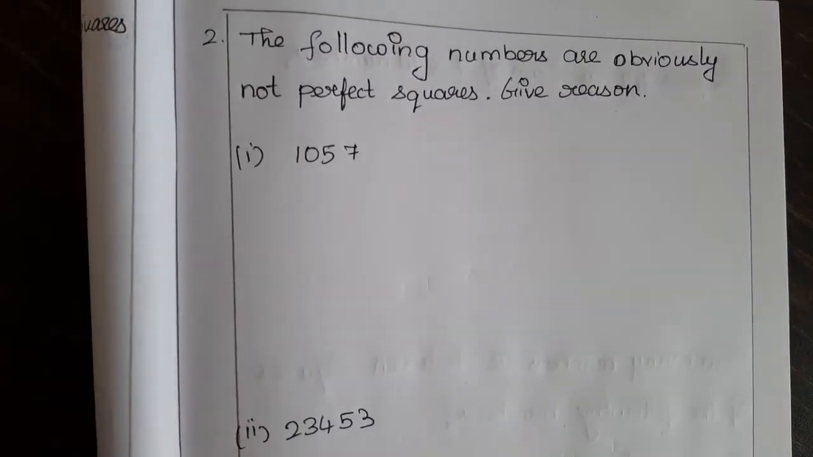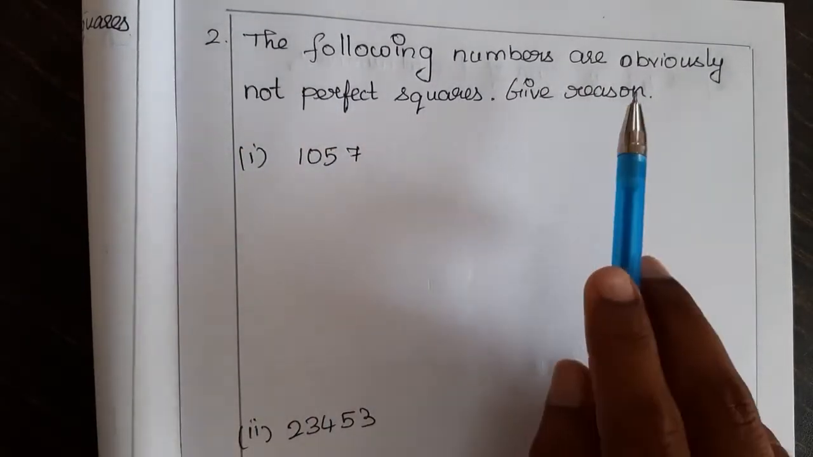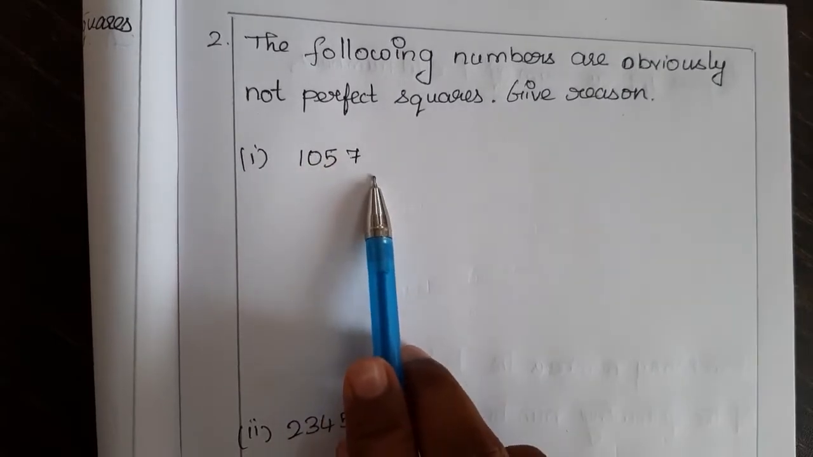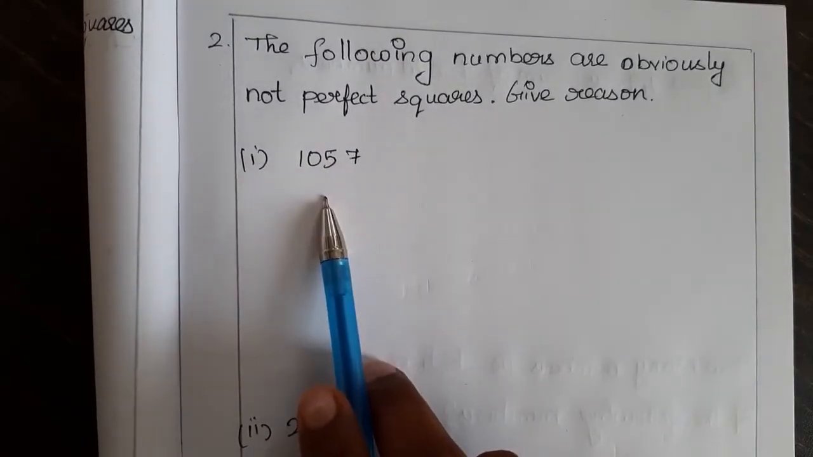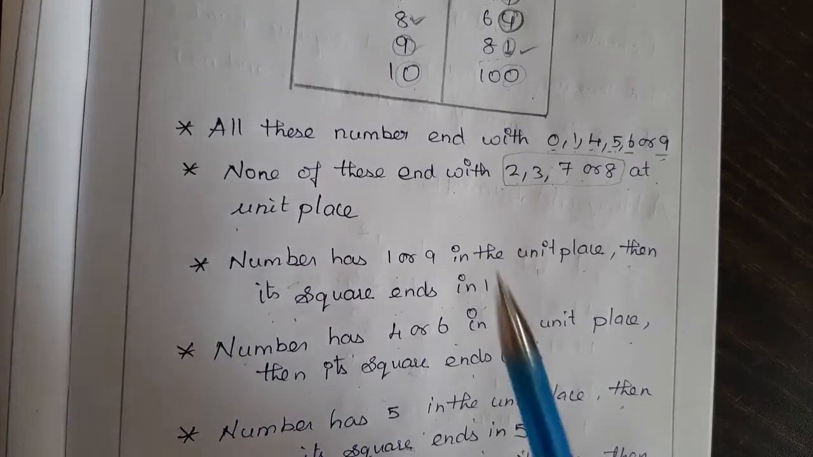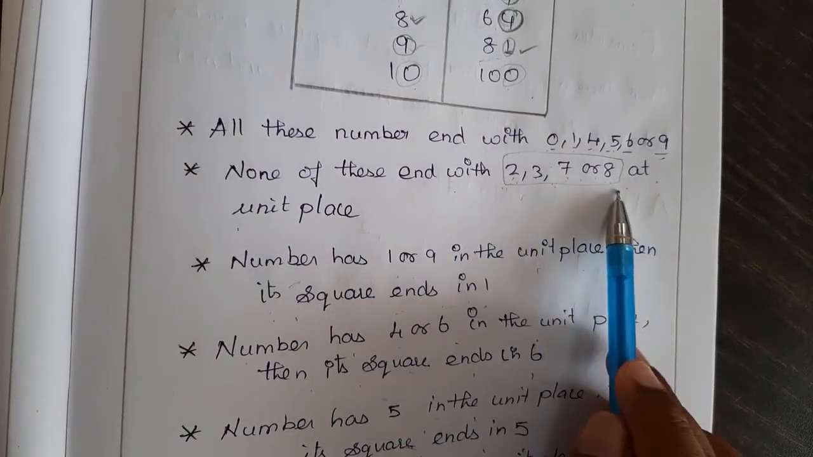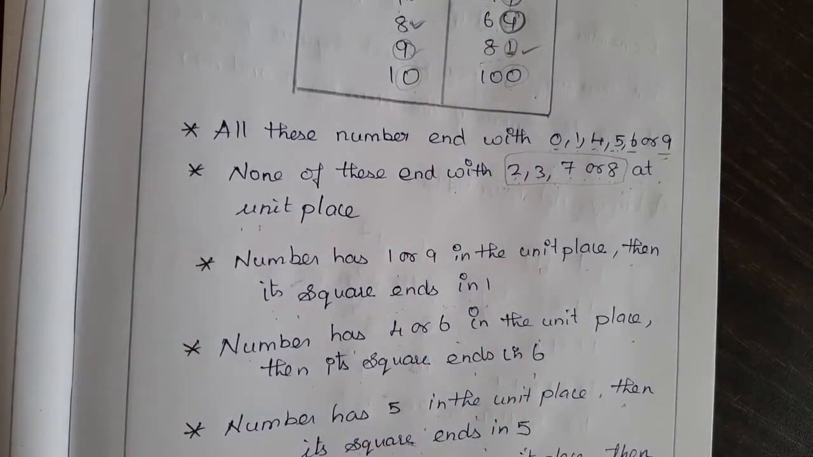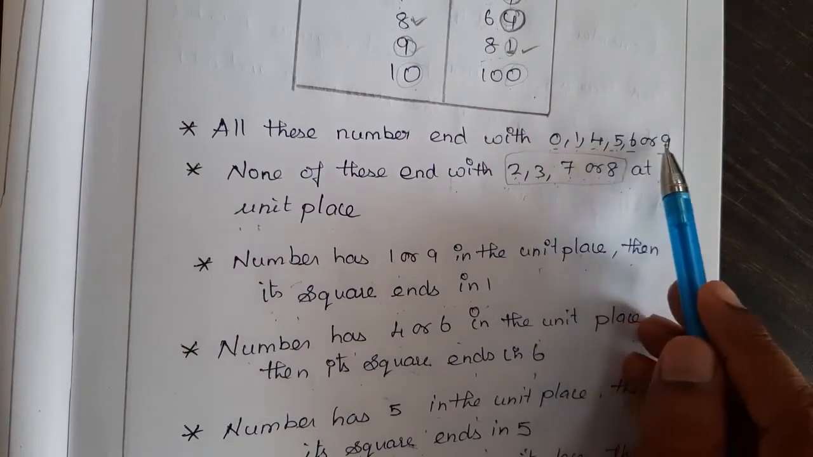Here we go for the next problem. The following numbers are obviously not perfect squares. Give reason. So this is not a perfect square, but they are asking the reason. Why? Do you remember that? Wait, I'll show you. A square number will not end with 2, 3, 7 or 8. If it ends with 2, 3, 7 or 8 at the unit place, then it is not a perfect square. So a perfect square always ends with 0, 1, 4, 5, 6 or 9, right?